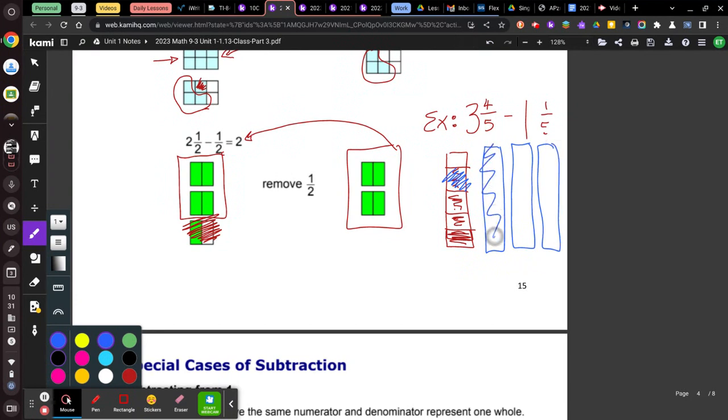How many wholes do I have to remove? 3. What's my big number, the second one? 1. It's a 1. So that means I need to remove 1 of those. So how much is left over? 2 big ones. And how much is left over here? 3 out of 5. Okay, so when they show you pictures, or if they just show you numbers, you can draw the long rectangles. And that might be easier for you.